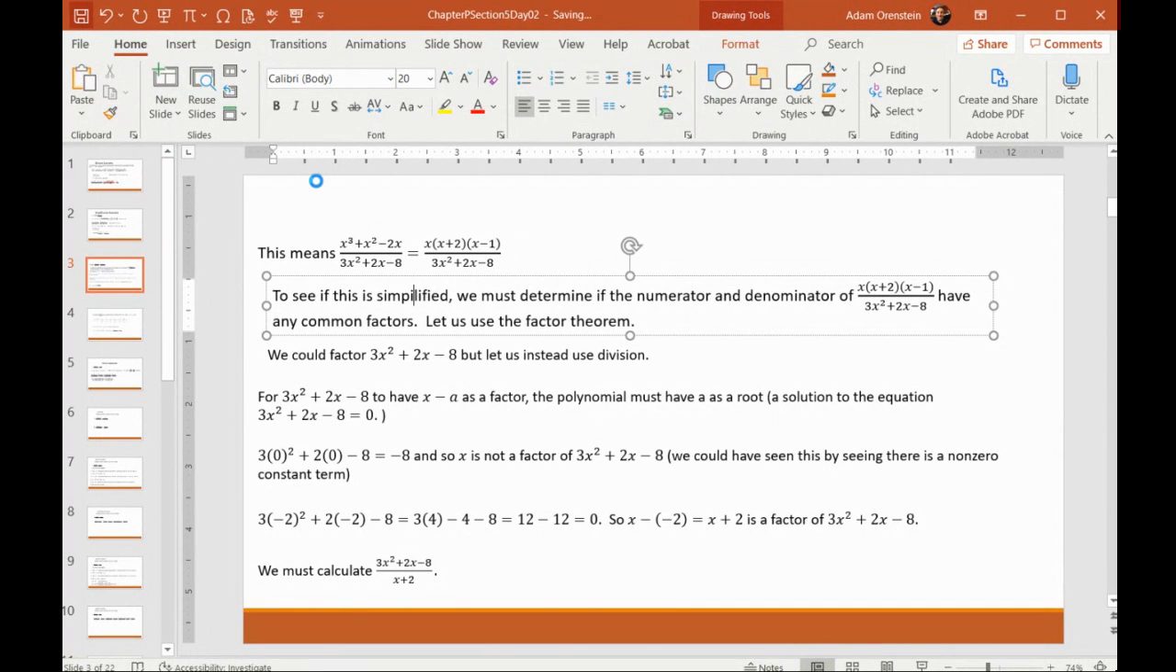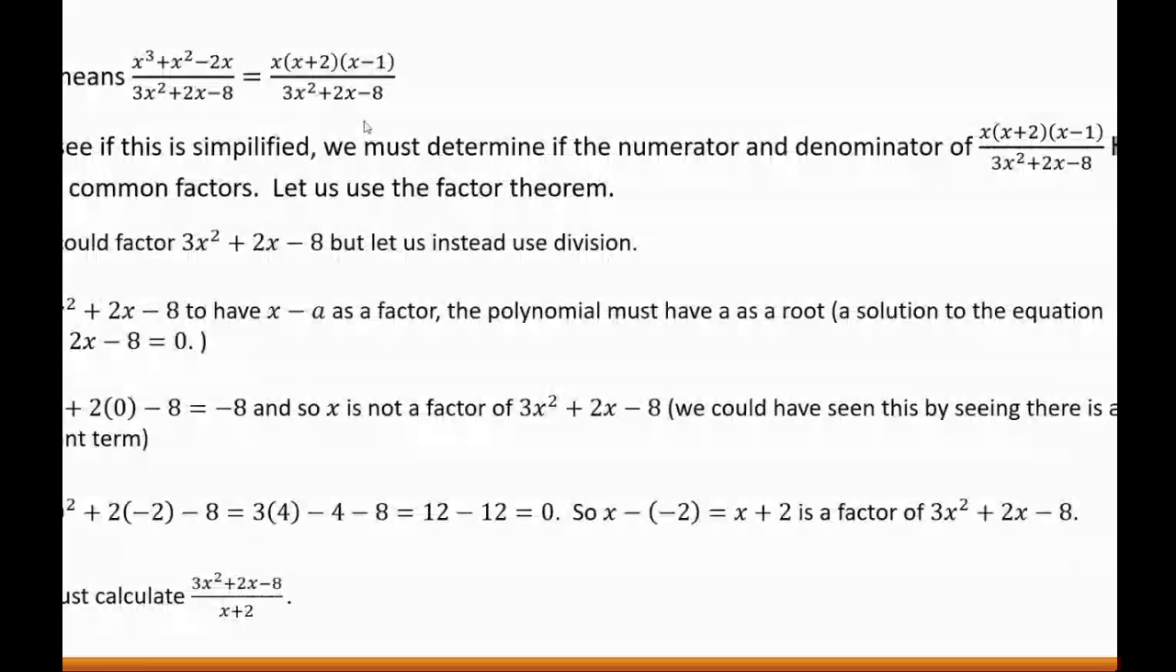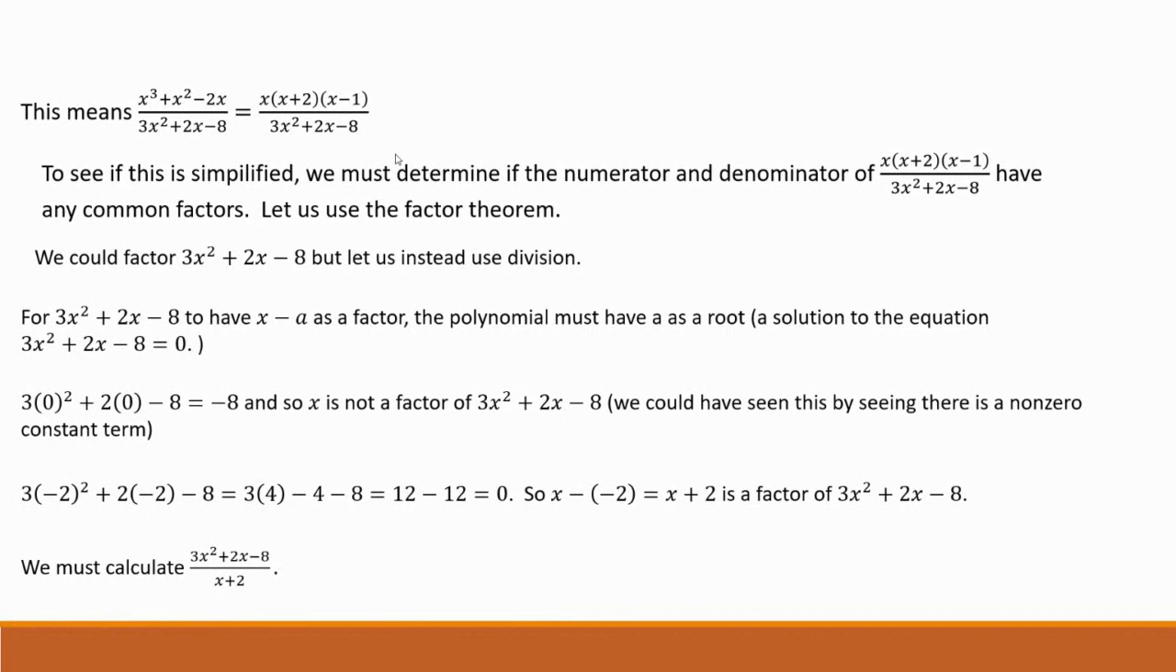using the AC method. But last time we also saw that we could see if it's simplified by using the factor theorem. So let's see if that helps us here. For this to not be simplified, the denominator would have to have x plus 2 or x minus 1 as a factor. For it to not be simplified, there has to be a common factor among numerator and denominator.